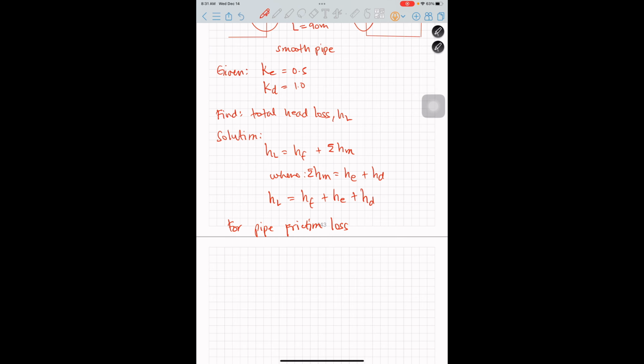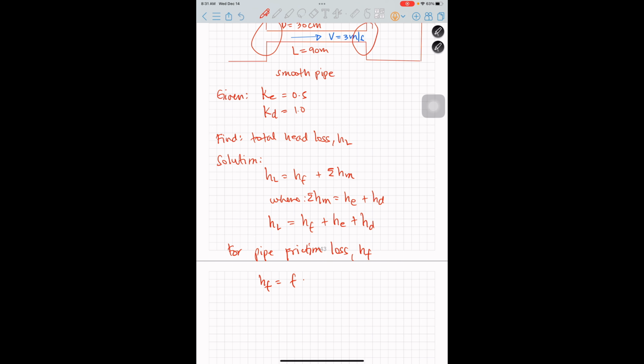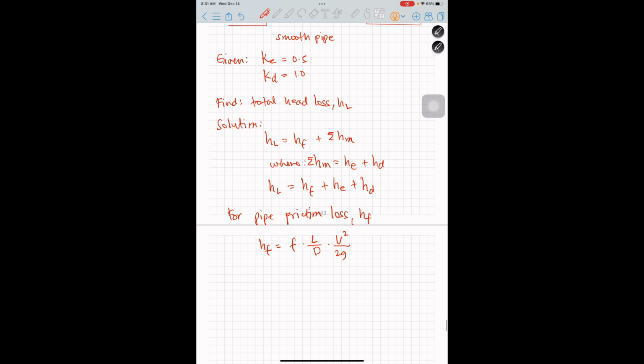For the pipe friction loss, HF, we will use the Darcy-Weisbach equation, which is equal to F times L times V squared over 2G. Then, first we will determine the Reynolds number, or the NR.